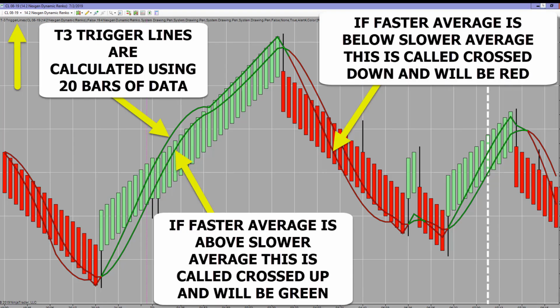So let's go through the trigger lines real quick. Trigger line is a moving average looking thing, and we have three of them, or really three different uses for the same trigger line calculation. The smaller trigger lines, or the ones that you're going to see that run really close to the bars, are calculated using 20 bars worth of data. And again, very simple. If the faster of the two averages is above the slower of the two averages, they're what we call crossed up, and they'll be green. And if the faster moving average is below the slower moving average, they'll be crossed down and they'll be red. Very simple. You don't really have to know a lot about up or down, red or green. You'll see why in just a second.